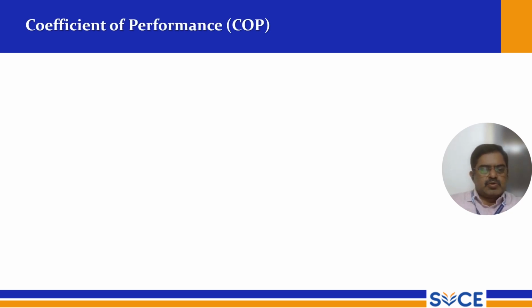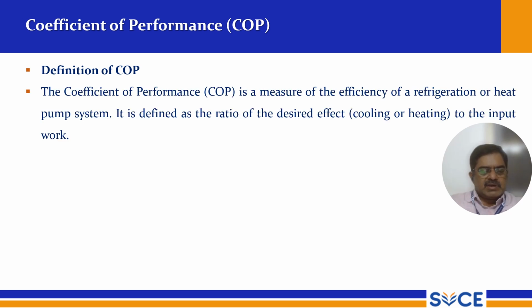Next we see coefficient of performance. Next topic in this unit is COP. It is nothing but coefficient of performance. Definition of COP, it is as simple as this. The coefficient of performance is a measure of the efficiency of a refrigeration or heat pump system. It is defined as the ratio of the desired effect, it may be cooling or it may be heating, to the input work. So it is the ratio of Q by W.